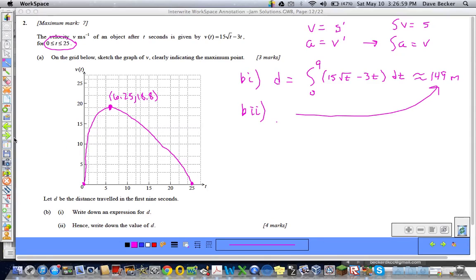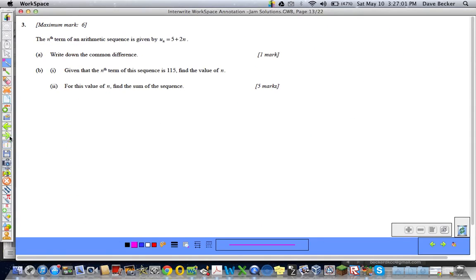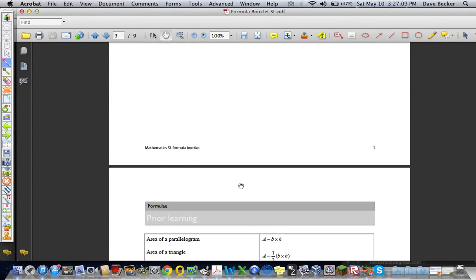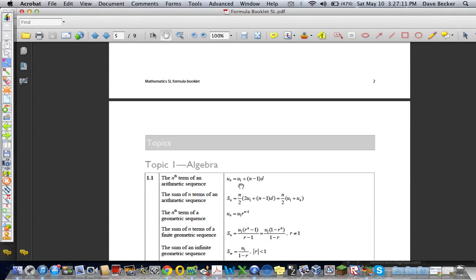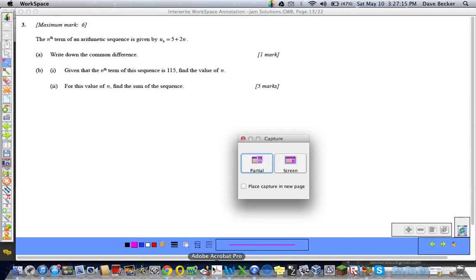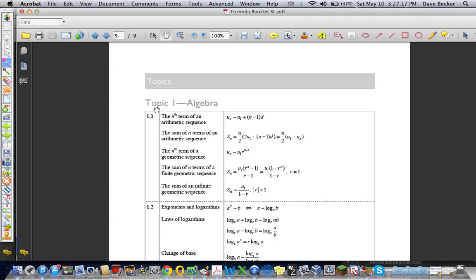All right, next problem. Sequences, baby. Sequences. Let's go get our formulas just to be safe. Okay. Sequences and series. Series is a sum of a sequence. There they are. Let's put it right here.